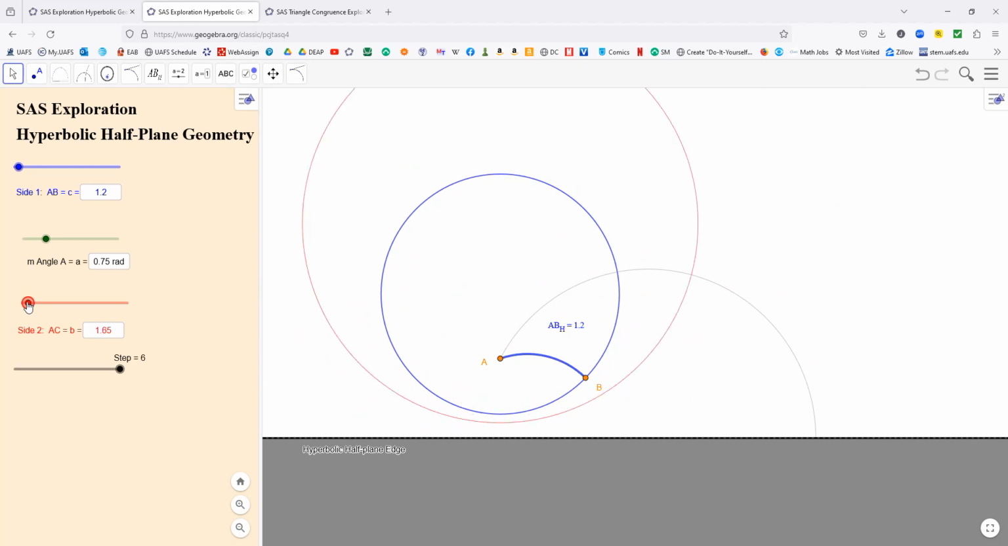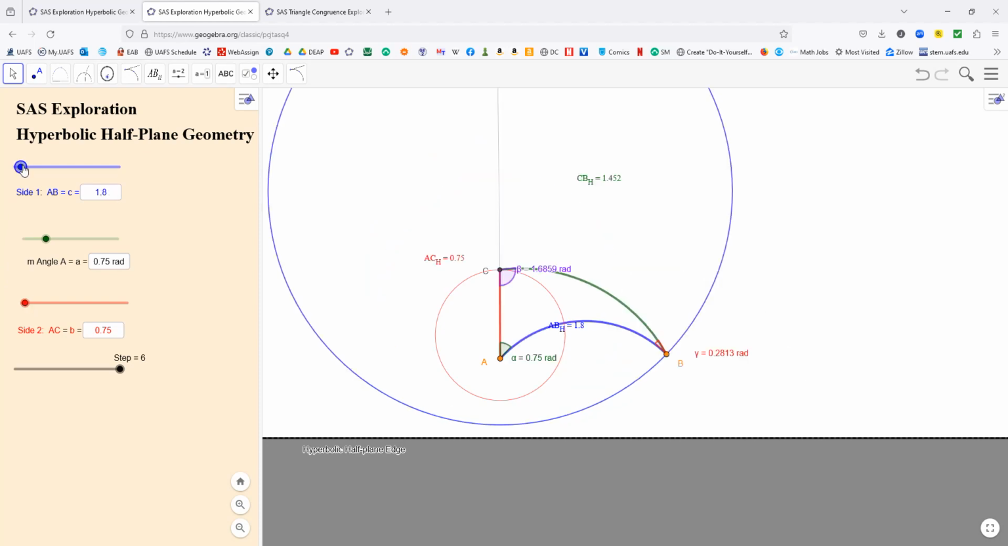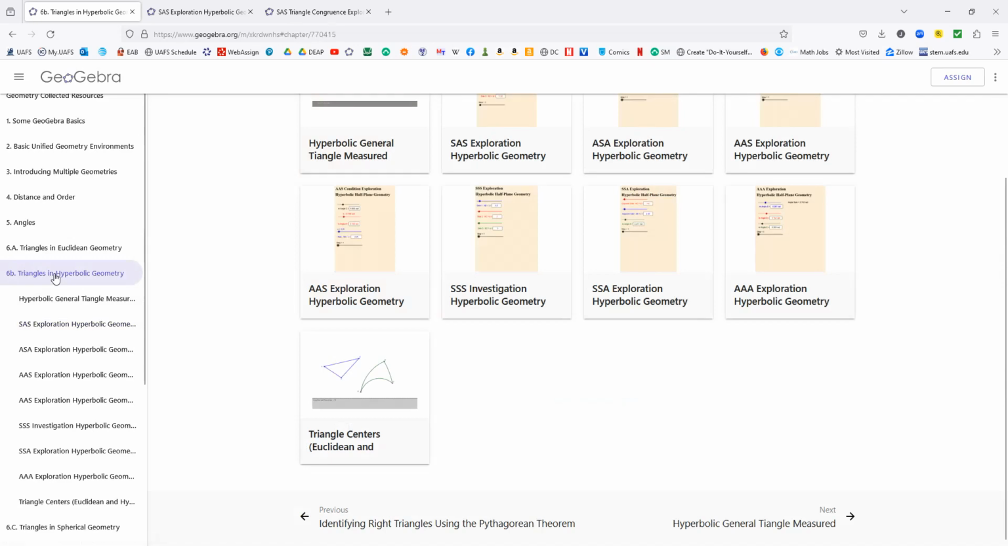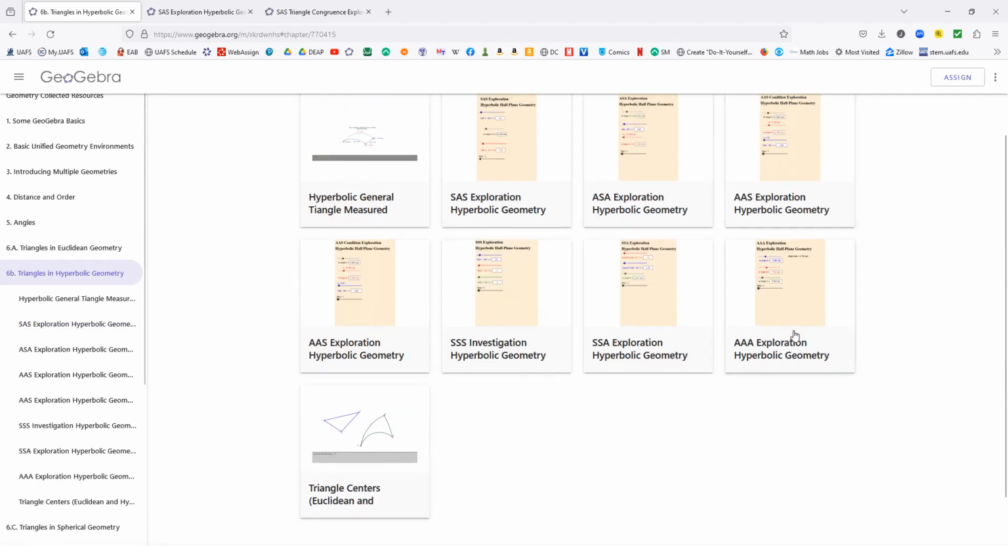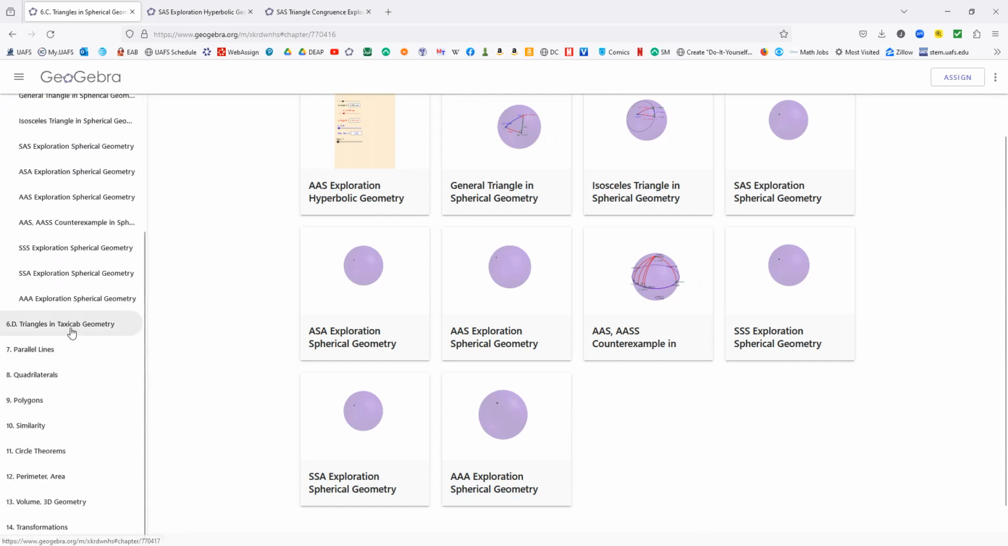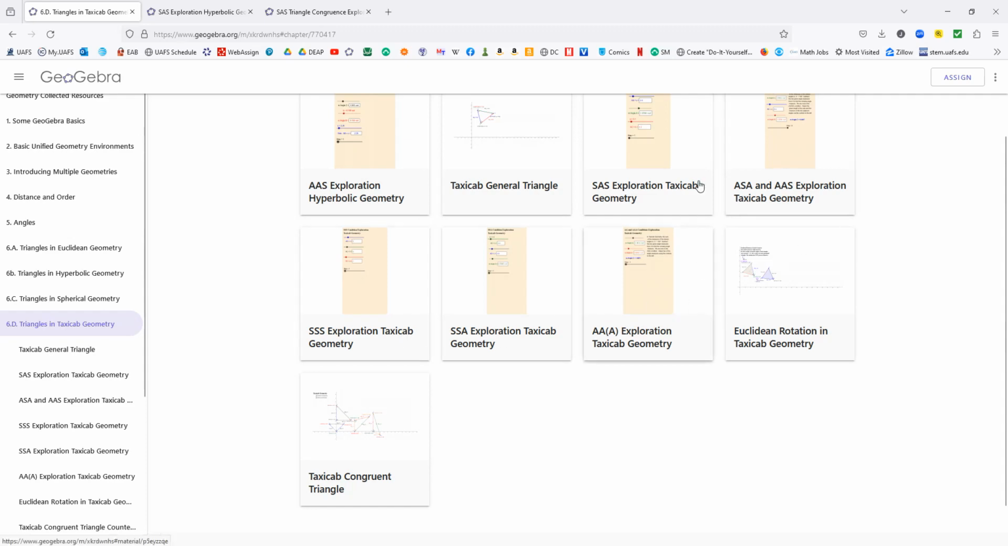I'm not sure why that's not finishing up correctly. I may have to go back and work on it. There it goes. It finishes it up there. Some of the hyperbolic stuff's a little bit tricky in building this thing, so it may not work in every particular case, but hopefully it does. But in any event, you have investigations for all of the different ones there in hyperbolic. Also, the same thing in spherical here, and the same thing in taxicab geometry.